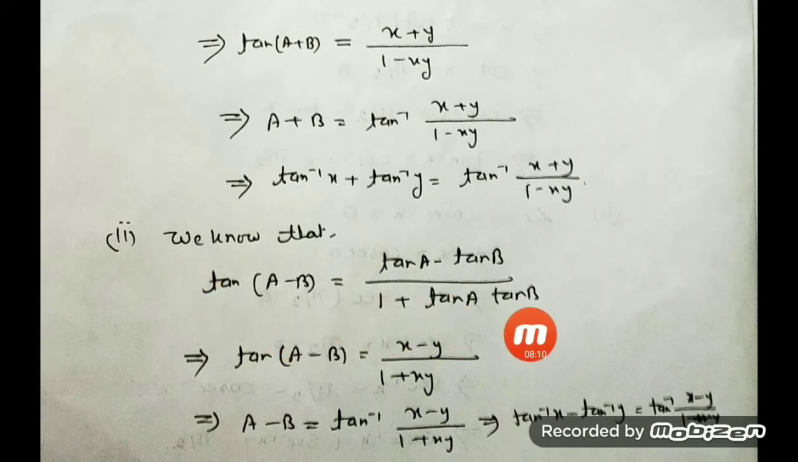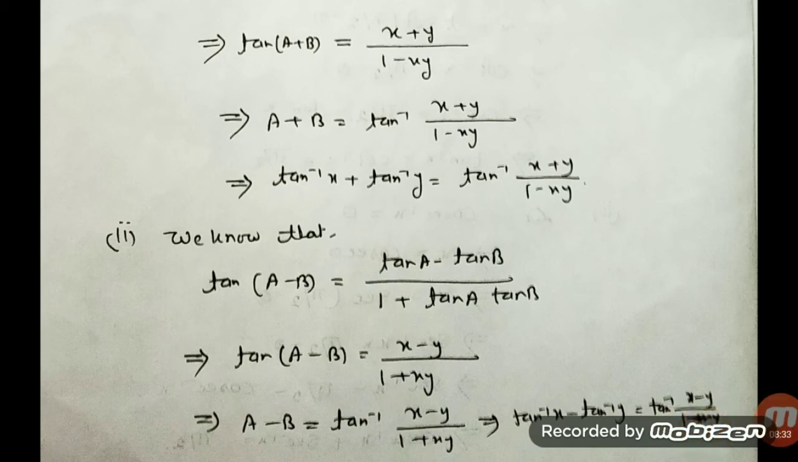As I told you earlier, all the formulas you have got in 11 are used here. So tan of a minus b, a is x, b is y. So (x minus y) by (1 plus xy). Hope you understand it. A minus b, then introduce tan inverse of these things. Replace a and b: tan inverse of x minus tan inverse of y equal to tan inverse of (x minus y) by (1 plus xy).